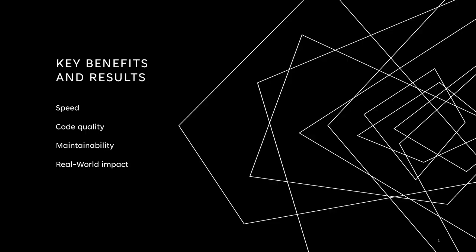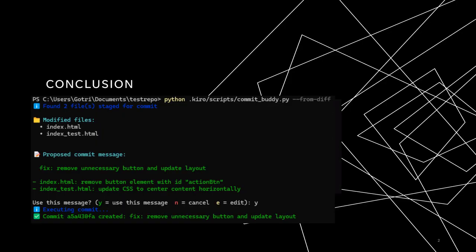Regarding maintainability, the modular architecture makes it easy to extend. Want to add a new AI provider? Just implement the interface. Need different commit formats? Modify the message generator. And for the real-world impact, the tool actually works in production. It handles binary files, encoding issues, network failures, and provides intelligent fallbacks.